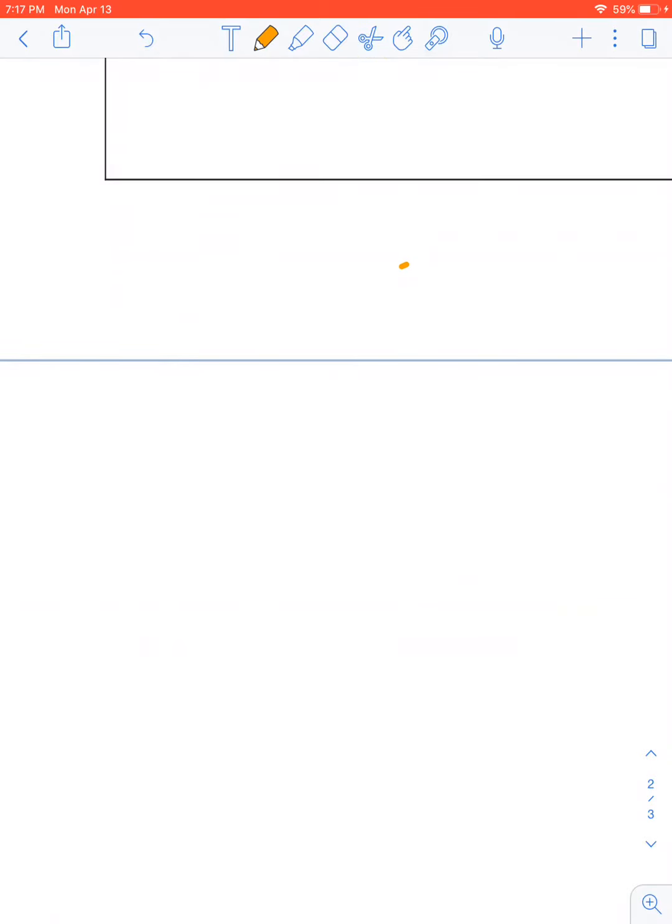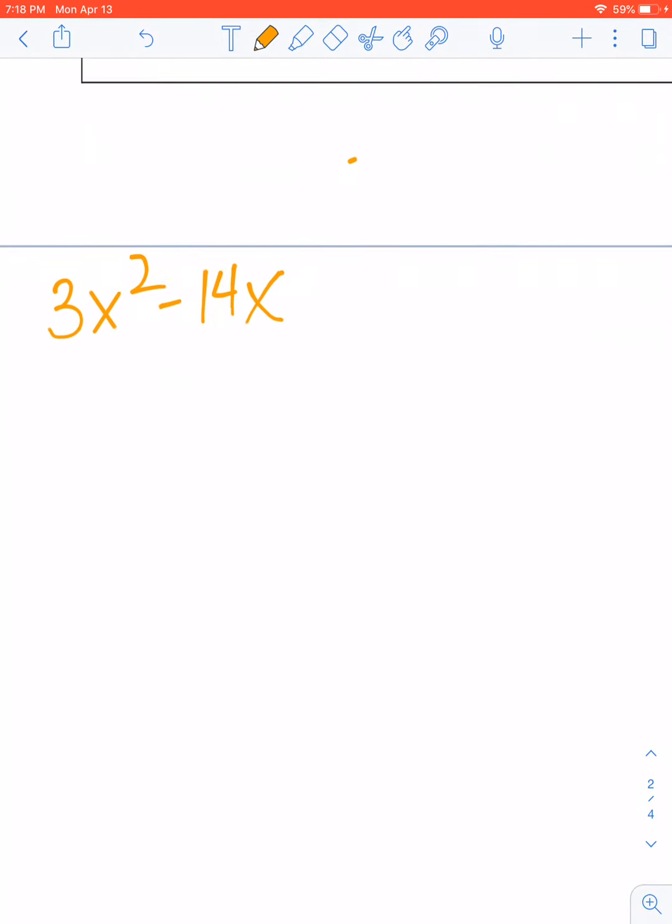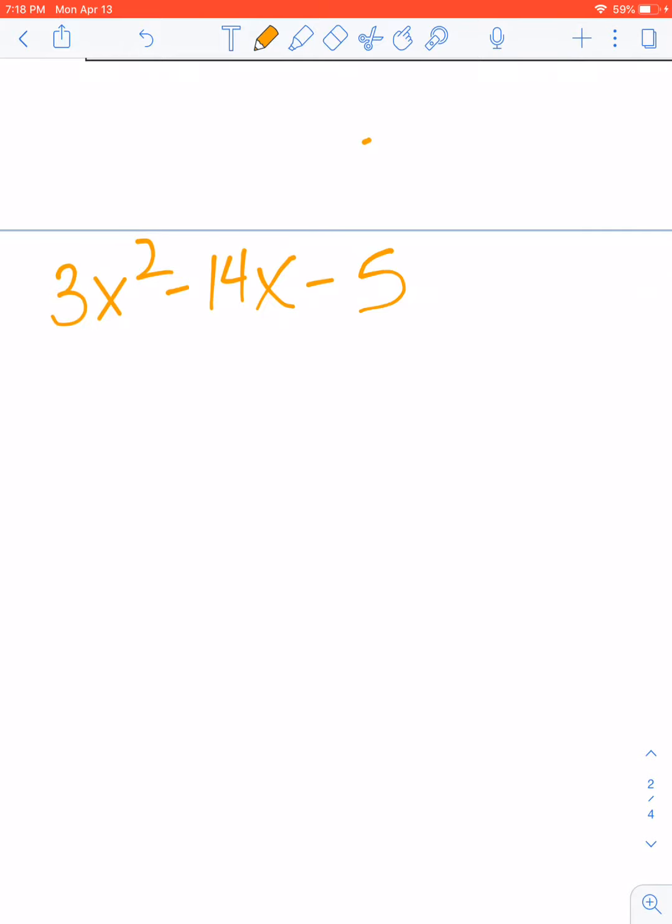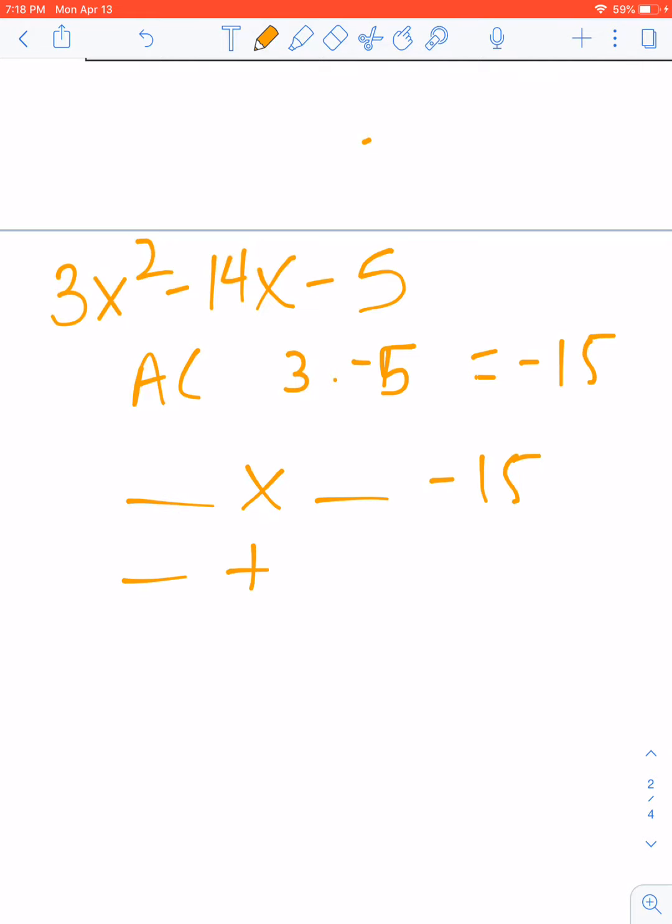3x squared minus 14x minus 5. Okay, to get the AC number, I have to take 3 times 5, which gives me negative 15. So I have to find two numbers that multiply to give me negative 15, and at the same time add to give me a negative 14. So that's going to be a negative 15 and 1.